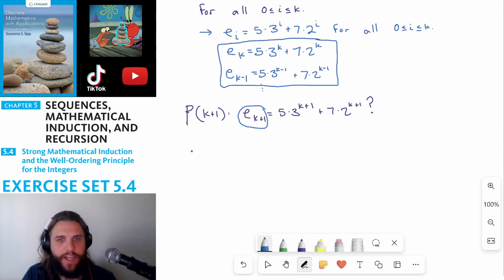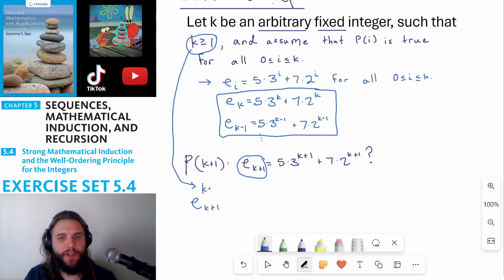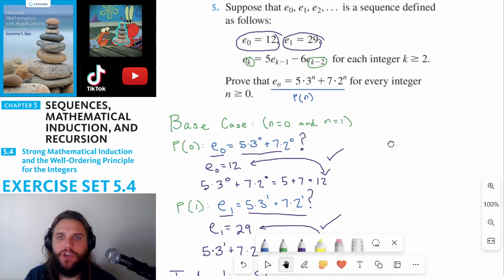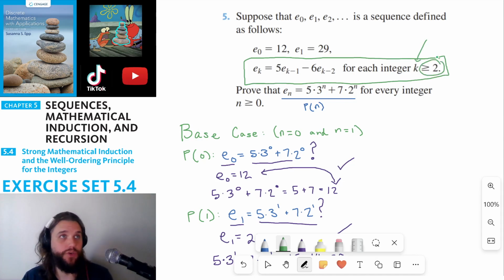So let's start with the left-hand side here, E sub k plus 1. Now keep in mind that k is greater than or equal to 1 in the assumption, and that means that k plus 1 is greater than or equal to 2. And the reason why that's important is because we are about to use the recurrence relation. This recurrence relation can only be used when the index itself is at least 2. But since k is greater than or equal to 1, that means k plus 1 is greater than or equal to 2, which means that we can use this recurrence relation on E sub k plus 1.